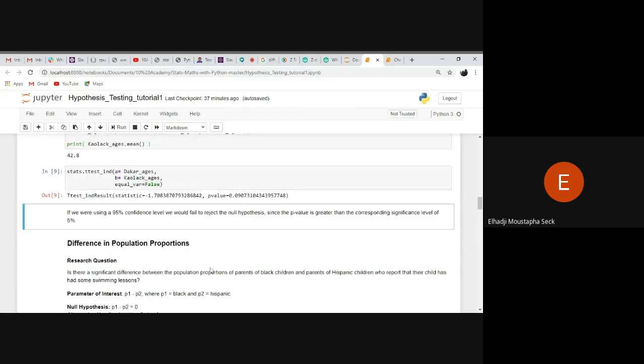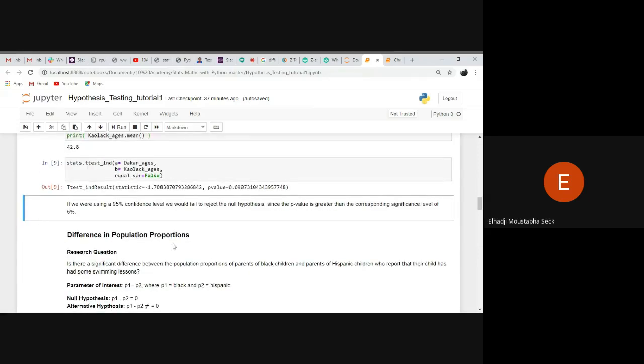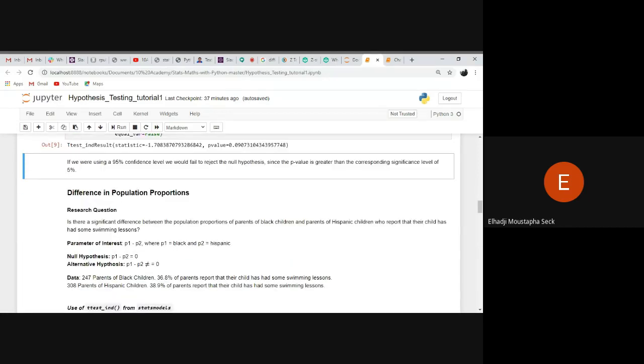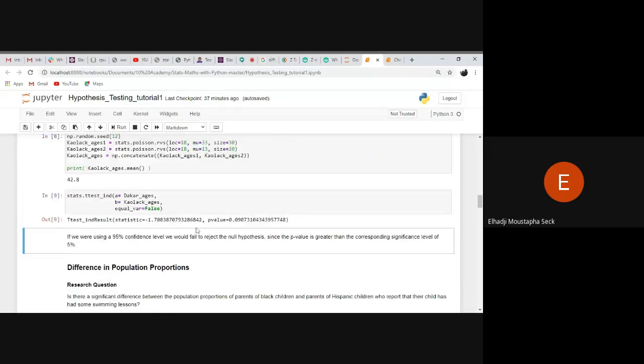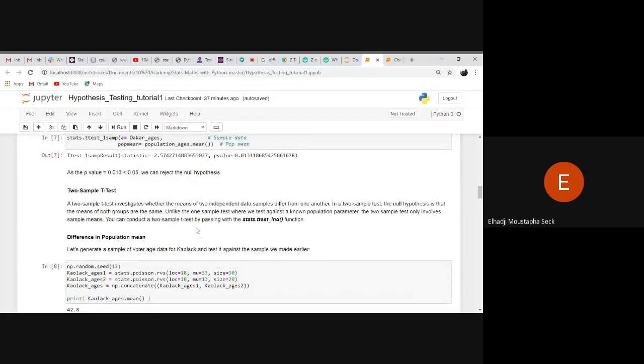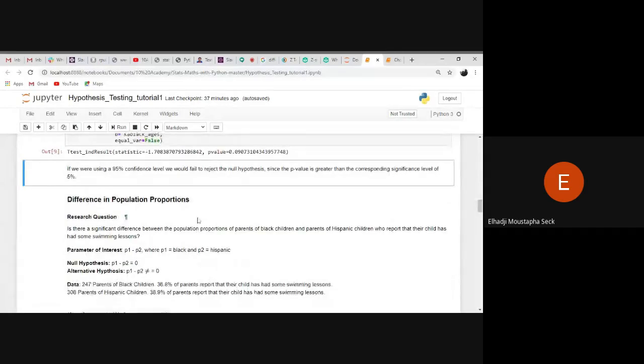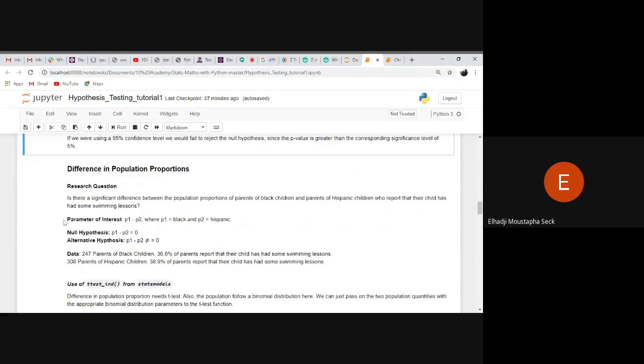So, okay. Now let us do some examples in population proportion. Just like with population means, let us do some examples in population proportions. Here we are talking in terms of proportions. Let us consider this research question: is there a significant difference between the population proportion of parents of Black children and parents of Hispanic children who report that their child has had some swimming lessons?